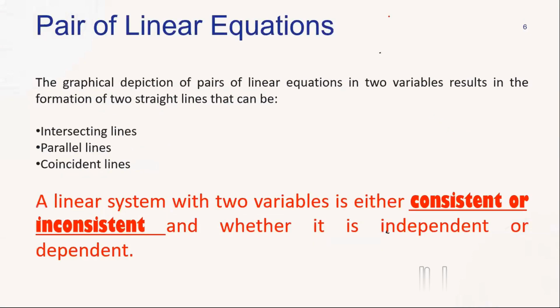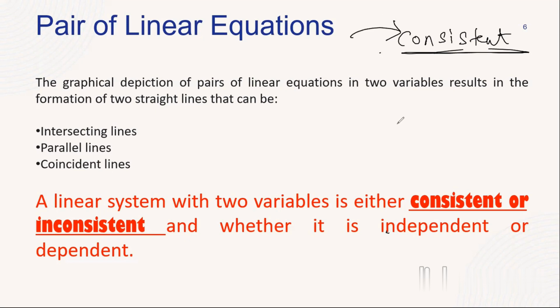Yes. So whenever you have a solution, either it is one or it is infinite. So for the pair of linear equations, you will say the pair of linear equations is consistent. The system with two variables is either consistent or inconsistent. Whenever you have a solution, either it has one solution or many solutions. So the system is consistent.